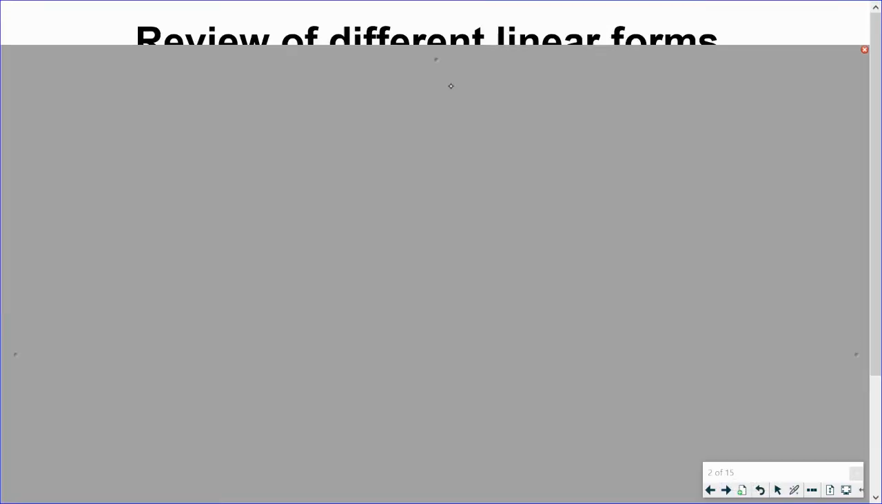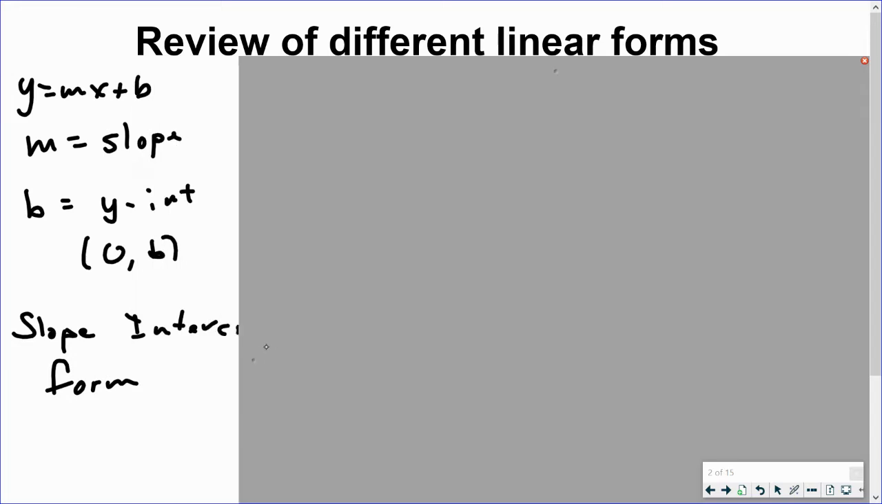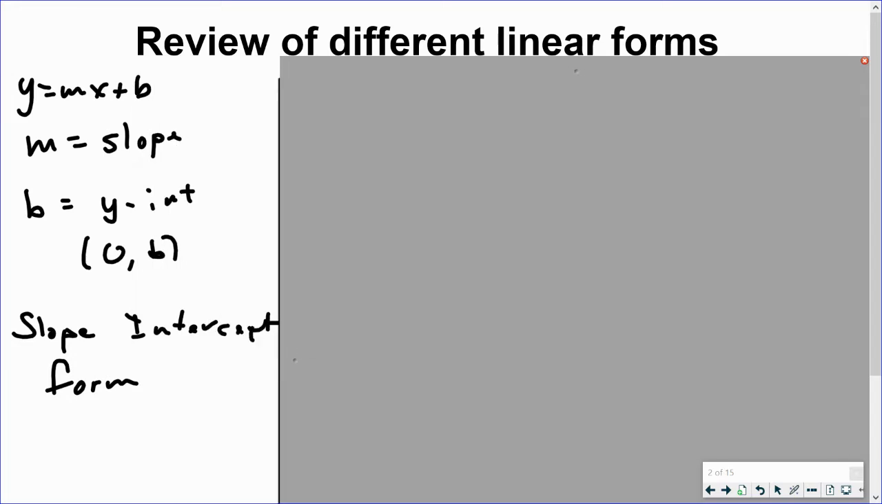So, first thing we're going to talk about is the review of different forms of equations of a line. So the first one that we see is y equals mx plus b, slope-intercept form. That's the way that we see most often. It is a form that's in your graphing calculator. M is going to be the slope. B is going to be your y-intercept, which is (0, b). You use this all the time.